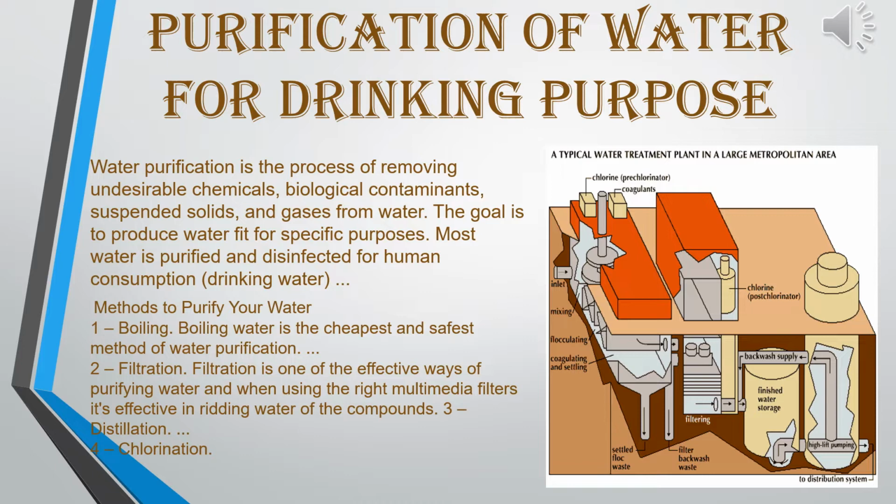See the diagram at the index. A typical water treatment plant in a large metropolitan area. That means it's water purification at large scale. Okay, total process has been described in a very nice diagram where the chlorination portion, filtering portion, everything is there. Backward supply, settled flock waste, everything has been cleared. If we see it properly, we will understand.